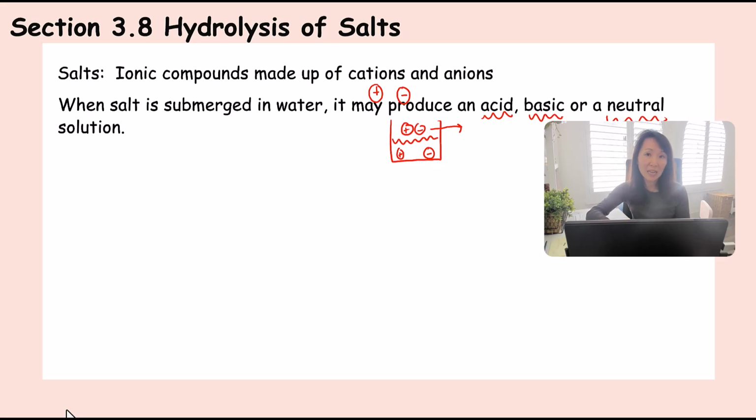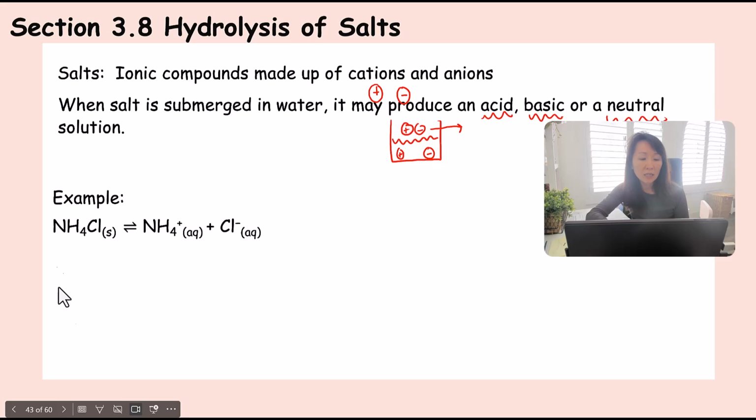So let's take an example of something that will produce an acidic solution. Here is ammonium chloride. When it's submerged in water, it's a solid that breaks apart into its cation and an anion. You might notice that the cation is an acid, and you might notice a chloride here too. But what is it going to produce? Is it going to give you an acidic solution, a basic solution, or maybe a neutral solution? So let's look at NH4.